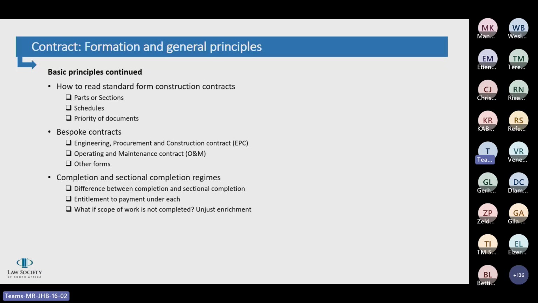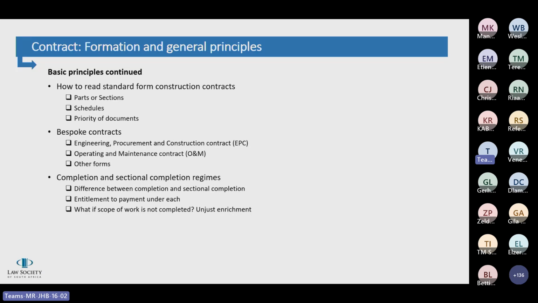Another example of a bespoke contract is operation and maintenance contracts, where an operator is appointed to operate and maintain the project or the deliverable that the EPC contractor produced.